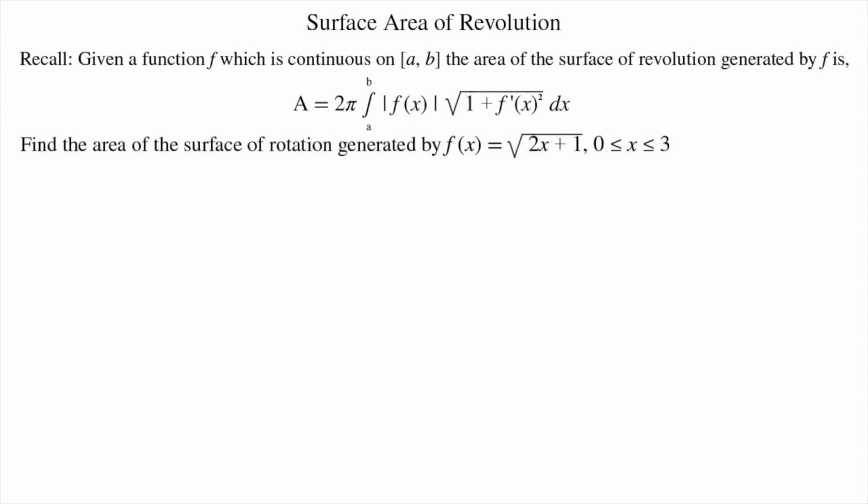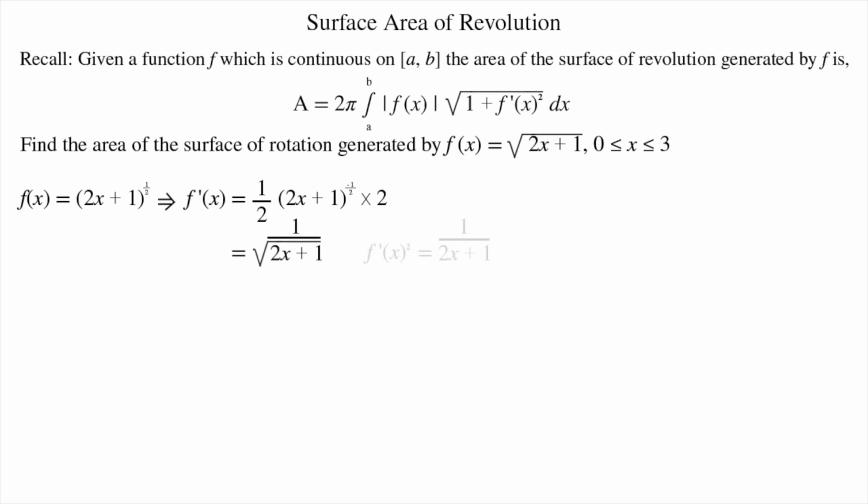We're asked to find the area of the surface generated by rotating f of x around the x-axis between x equals 0 and x equals 3, where f is equal to the square root of 2x plus 1. So, let's first rewrite f of x as (2x plus 1) to the power a half. That then allows us to calculate f prime of x, which is equal to 1/2 times (2x plus 1) to the minus a half times 2, which is 1 over the square root of 2x plus 1. So f prime of x squared is 1 over 2x plus 1.